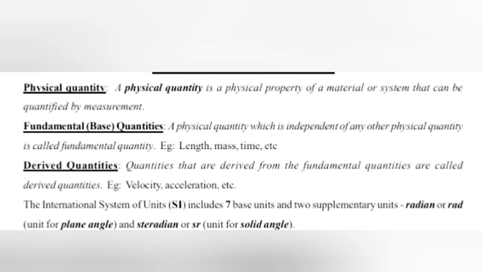Derived quantities. Quantities that are derived from the fundamental quantities are called derived quantities. Example: velocity, acceleration, etc. The International System of Units, SI, includes 7 base units and 2 supplementary units, radian or rad, unit for plane angle, and steradian or sr, unit for solid angle.